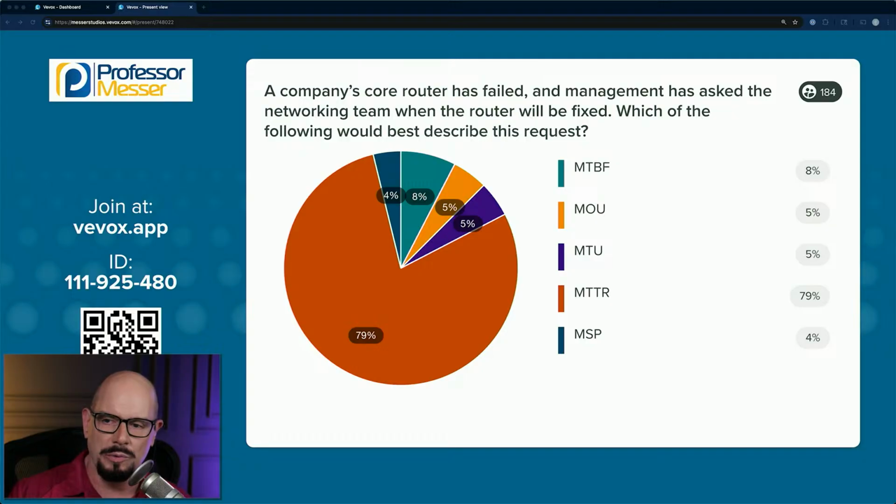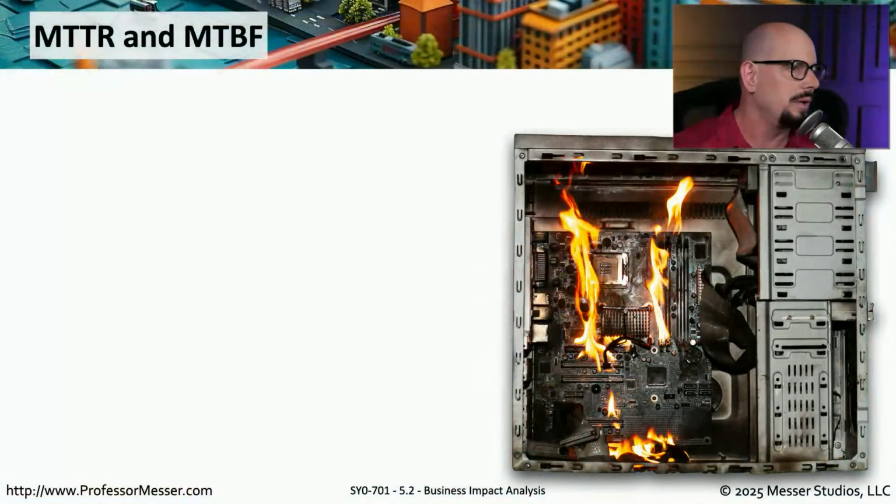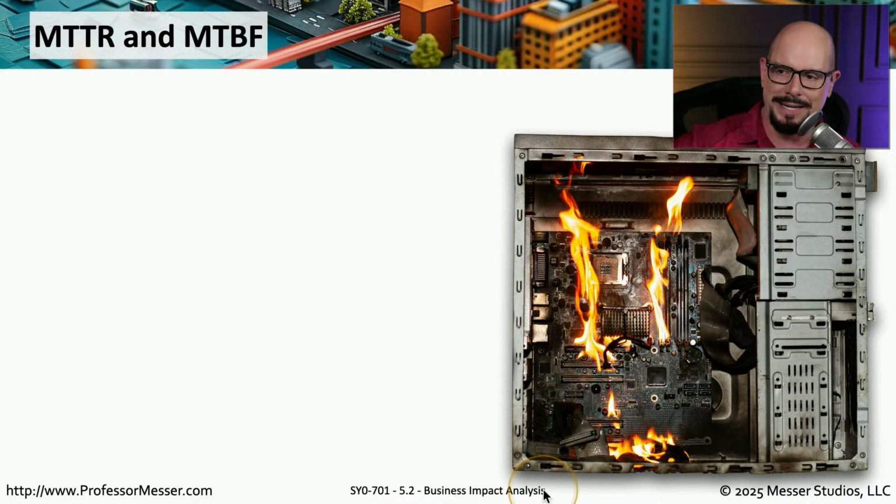So that's what we were sort of focusing on as we were looking at this question. Now we have to decipher all of these abbreviations. And by the way, this is a very common way for CompTIA to integrate these acronyms into the exam itself. So let's talk about this. This comes from my video, which is in section 5.2 under business impact analysis.